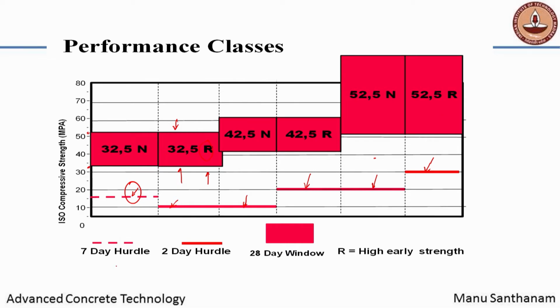Okay. The 7-day hurdle is given in terms of the dotted line, the 2-day hurdle is the solid line. So, you can see that in some cases you have the 7-day hurdle, in some cases you have the 2-day hurdle. Okay. And look at the strength requirement here for 42.5, it is 42.5 up to 62.5. For 52.5 cement, the minimum is 52.5, the maximum is all the way up to 92.5. So, you have a very wide range of performances possible for a 52.5 grade cement.